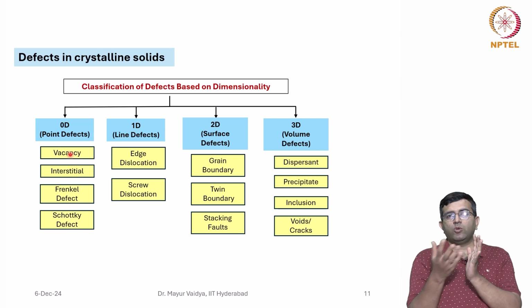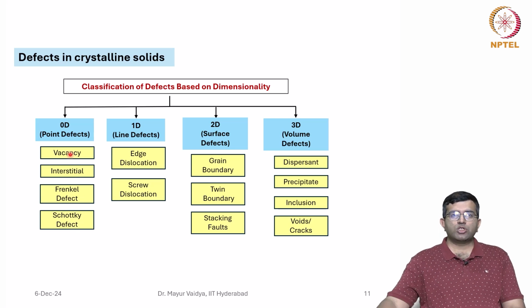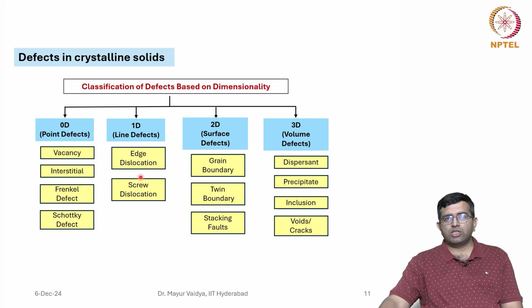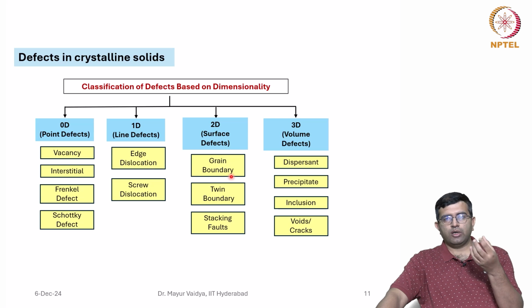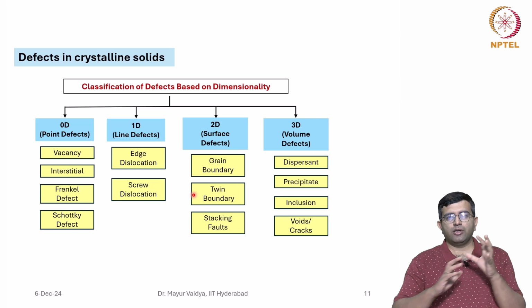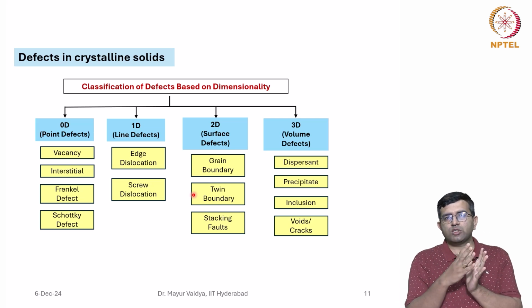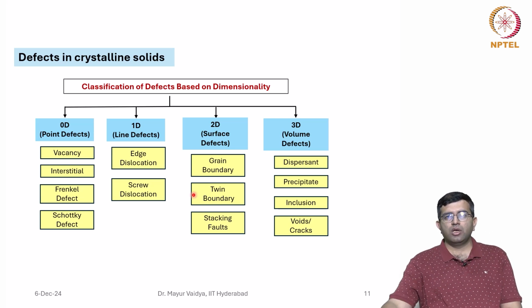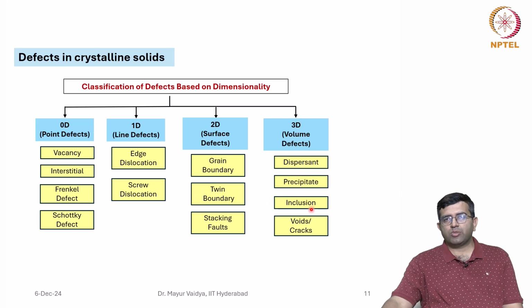These are often the equilibrium defects. The most important line defects are edge and screw dislocations. Grain boundaries also play a very important role in diffusion and in the mechanical properties of the material. Stacking faults are basically errors in the sequence of the atomic arrangement. Then you have volume defects like dispersions, precipitates, inclusions, voids or cracks.